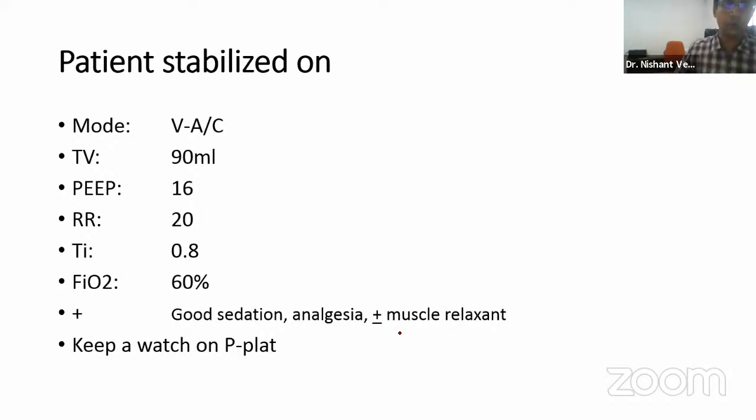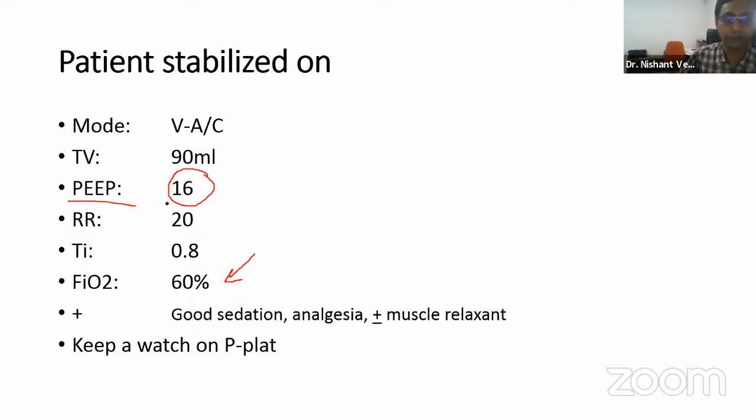But because the child was not improving, the hypoxemia was persisting, we gradually escalated her PEEP till 16. At 16 of PEEP, child's hypoxemia subsided, her saturation improved. After that, we gradually reduced her FiO2 to the present value of 60%. So child is now stable on V assist control mode, tidal volume 6 ml per kg, PEEP of 16, respiratory rate of 20, TI of 0.8, and FiO2 of 60%, along with good sedation and analgesia.